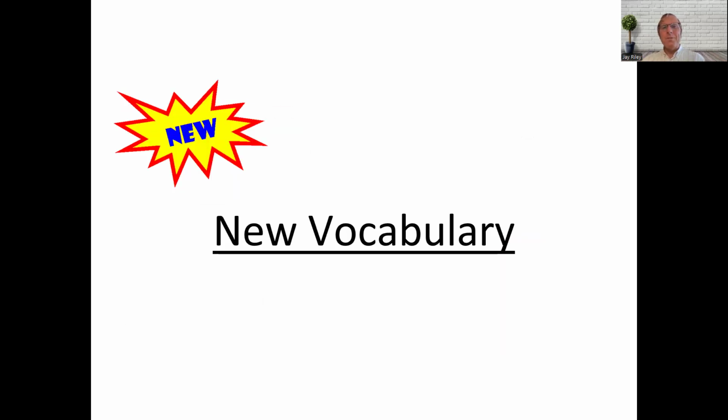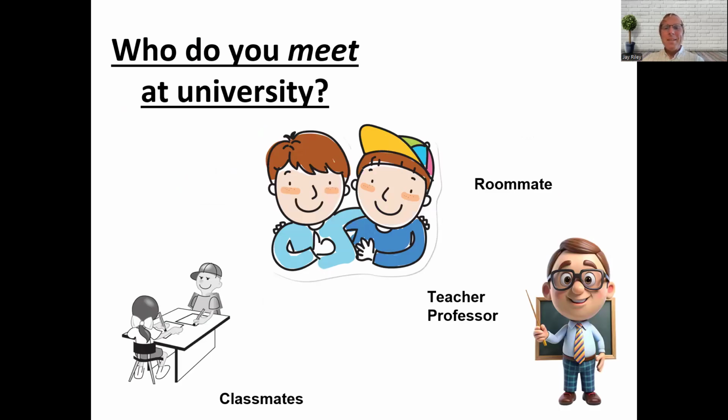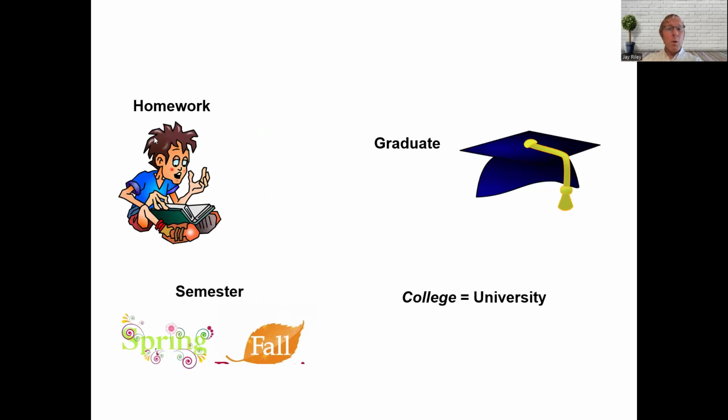So let's talk about a couple of new vocabulary words. Who do you meet at university? You might meet classmates, you might meet a roommate, or you might meet a teacher or a professor. You're probably going to get homework. Hopefully, you will graduate or finish university. And the semester is half of the school year. There's the spring semester and the fall semester. In America, college or university starts in the fall. In other parts of the world, it starts in the spring.